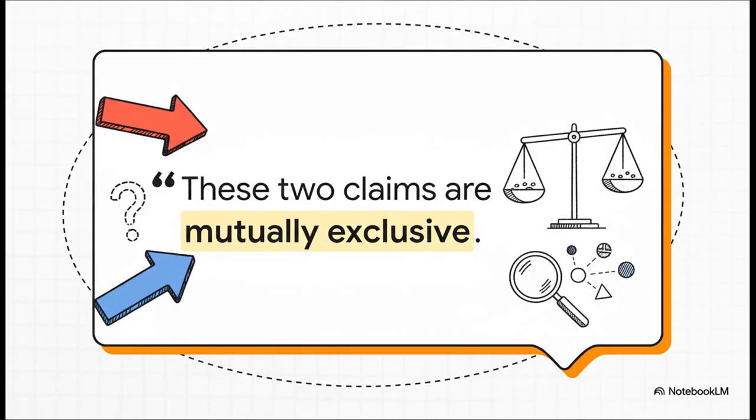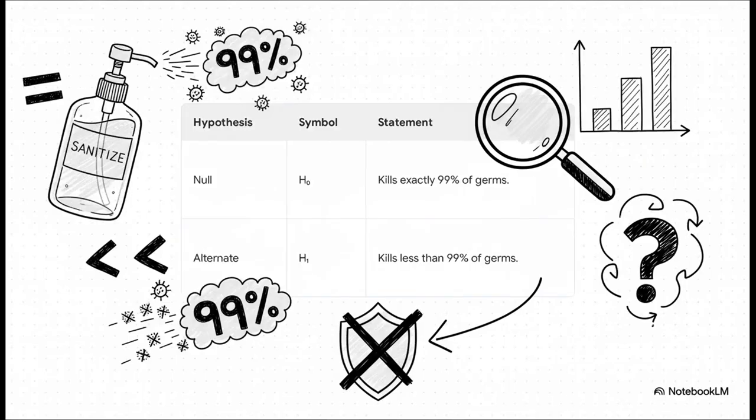And here's the really important part. These two claims can't both be true. They are totally mutually exclusive. Either one is true or the other one is. Our job is to use data to figure out which one looks more likely. Okay, so let's bring this back to our sanitizer. The null hypothesis, which we write as H0, is basically that the company is telling the truth. The sanitizer kills exactly 99% of germs. But the alternate hypothesis, or H1, is our suspicion. It's the challenge. What if it actually kills less than 99%? Our whole goal here is to see if our data gives us enough reason to reject that original claim.